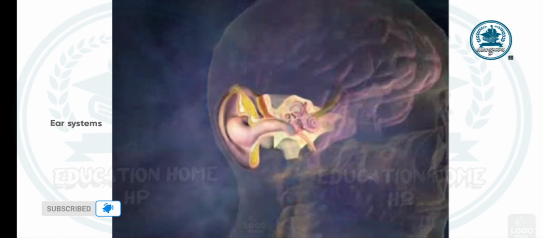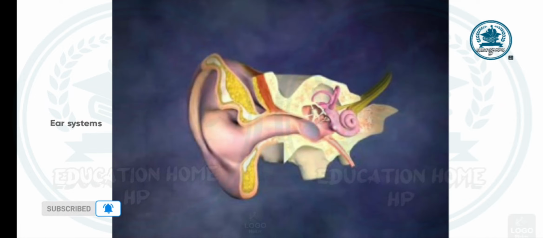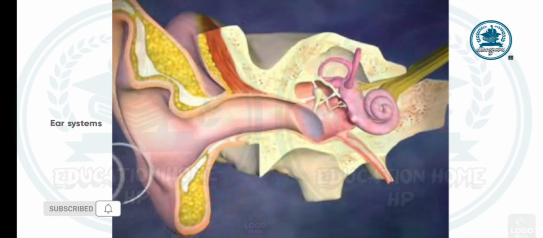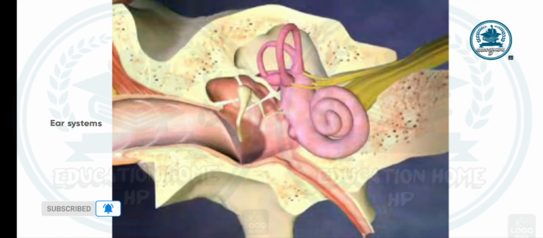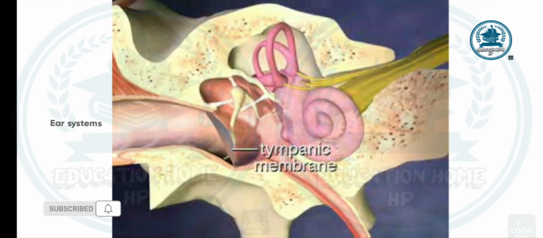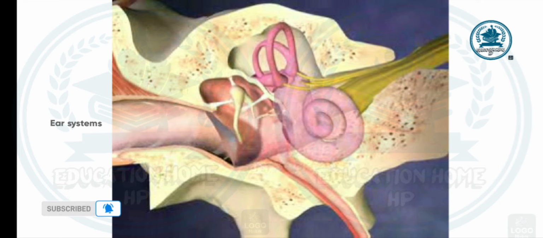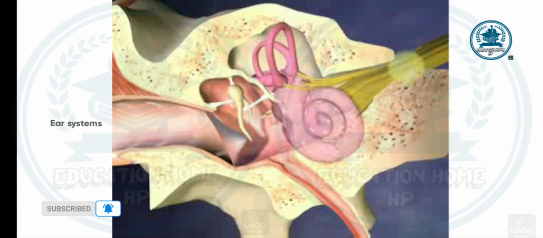When sound waves reach your ear, they are gathered by the funnel-shaped outer ear and channeled into the middle ear. At the doorway to the middle ear, sound waves hit the tympanic membrane or eardrum. The resultant vibrations then travel through the middle ear and the fluid-filled inner ear, where they are converted to signals that are sent to the brain.